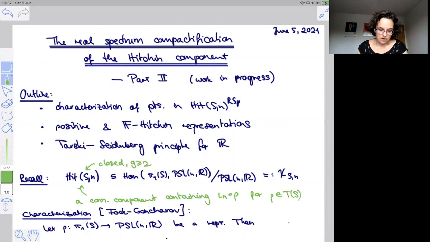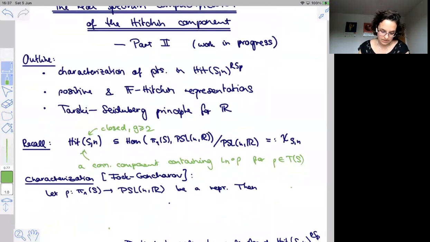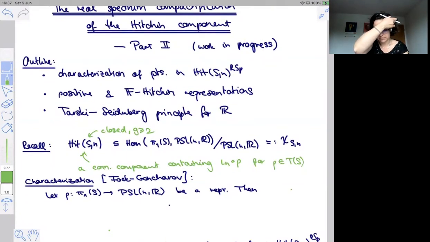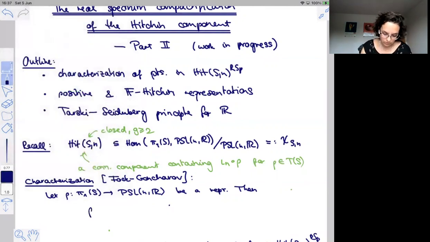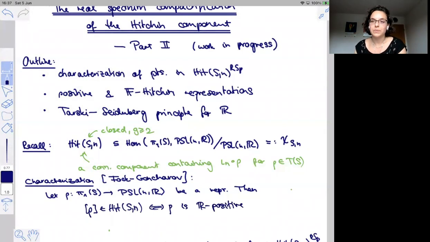And now I want to give a useful characterization that in the form that I will state it is due to Fock and Goncharov, that says that if you take a representation rho from the fundamental group of our surface into PSLn R, then its equivalence class is in the Hitchin component if and only if rho is so-called R-positive. And we will see on the next page what is the definition of R-positive.